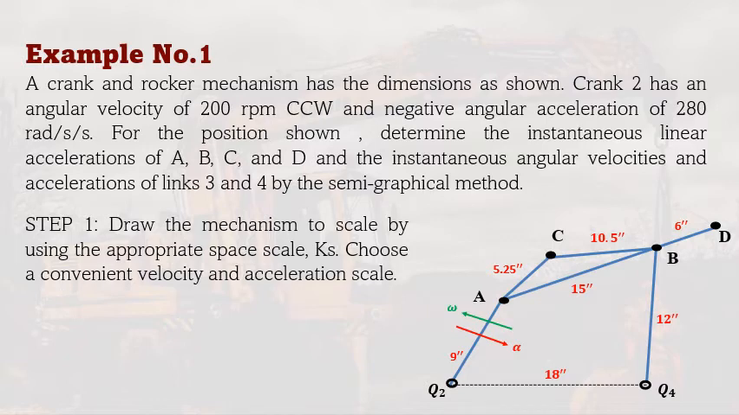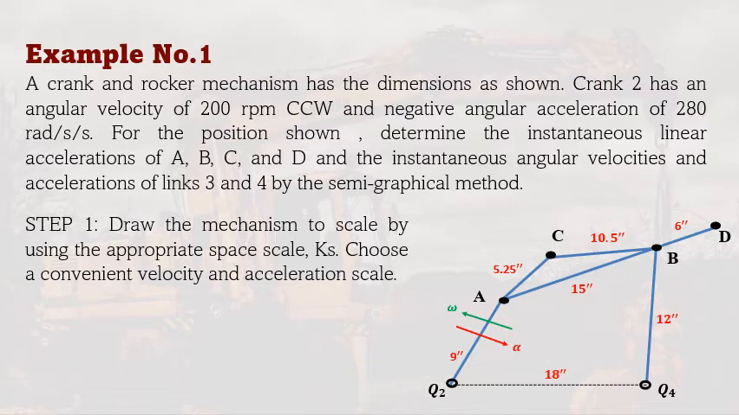And negative angular acceleration of 280 radians per second squared. If we say negative angular acceleration, that means it's opposite the direction of the angular velocity. That's why alpha here is opposite, because it's decelerating. It's a negative angular acceleration, so the value is 280 rad per second squared.